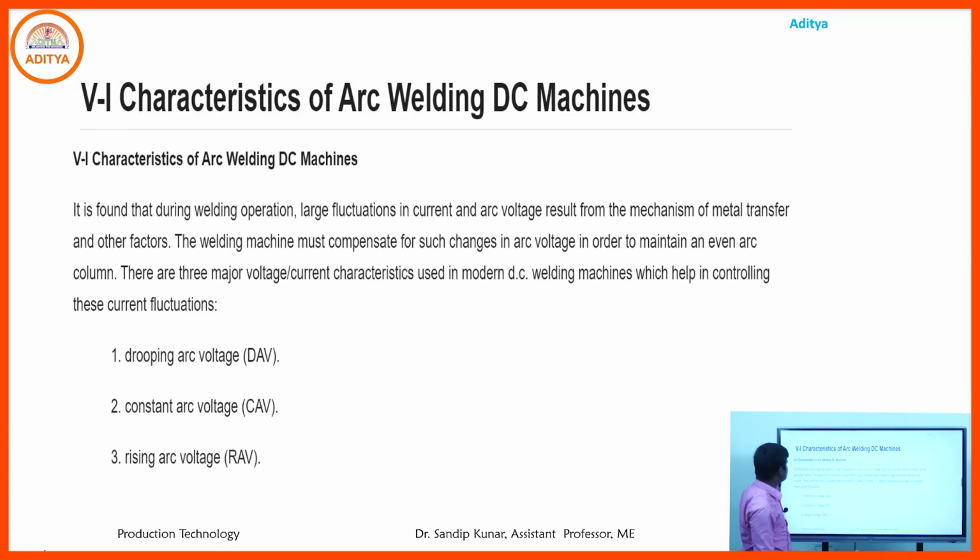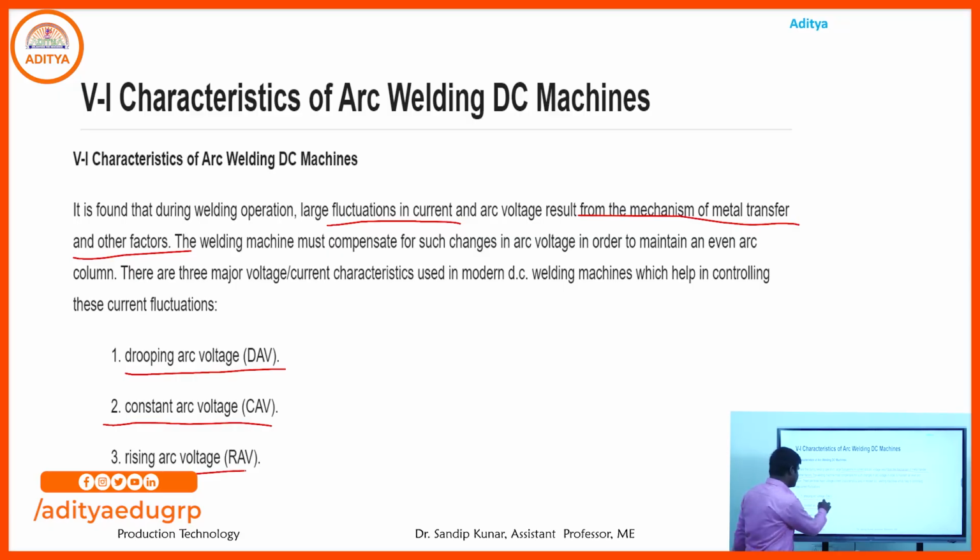In case of voltage current characteristics, in the welding operation we have large fluctuations of the current and arc voltage resulting from the mechanism of the metal transfer and other factors. Generally we have three types of characteristic graphs of the power source. First one, drooping arc voltage, second one is constant arc voltage, and third one is the rising arc voltage: DAV, CAV and RAV.